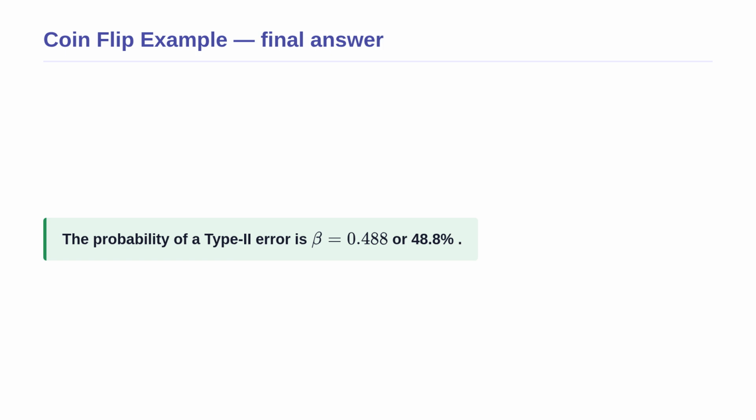To fix this and increase the power of our test, the best approach would be to increase the sample size by flipping the coin many more times.